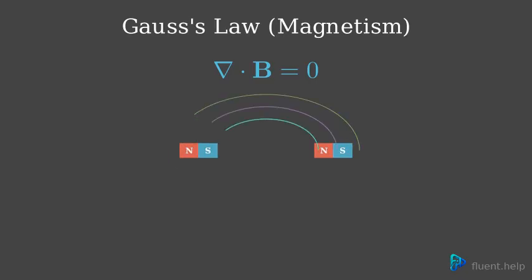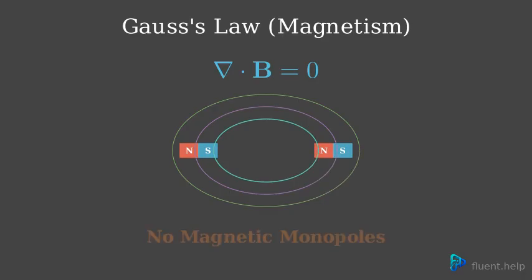Magnetic field lines never start or end. They always form closed loops. What goes into a volume must come out.